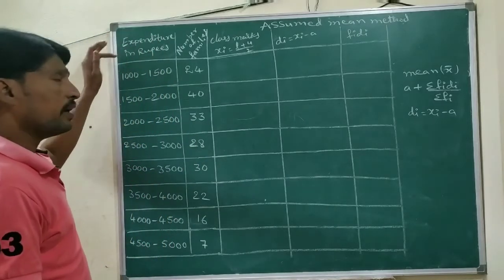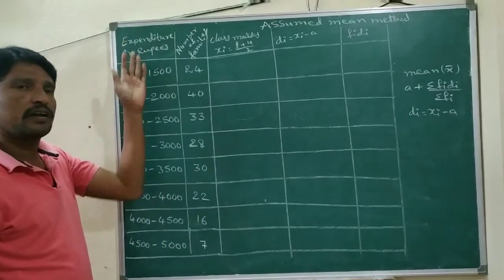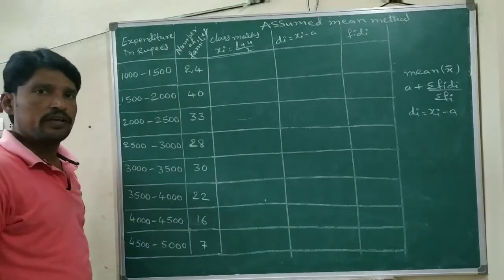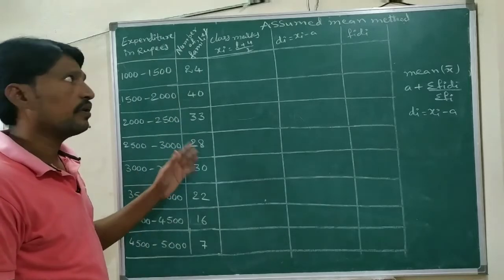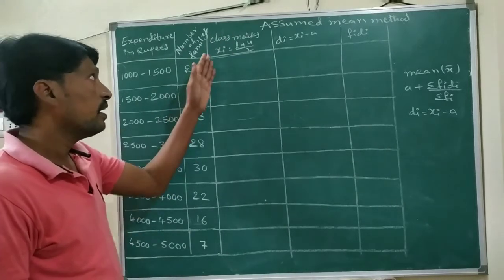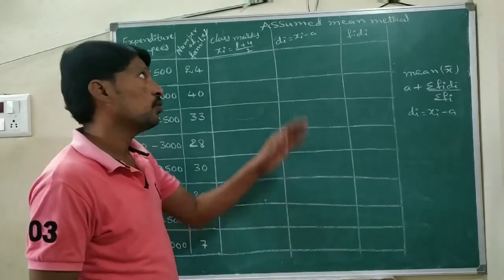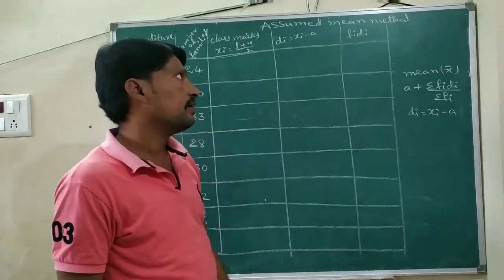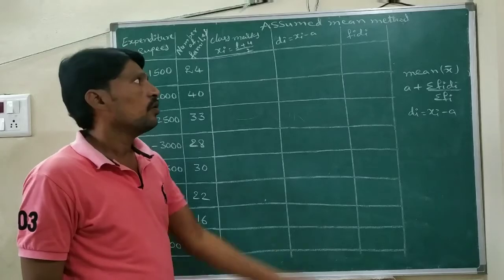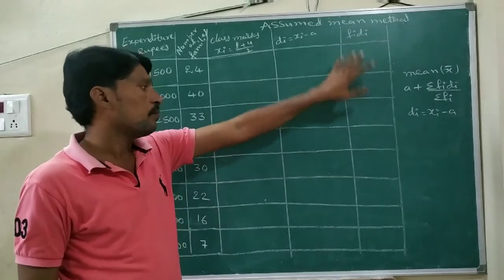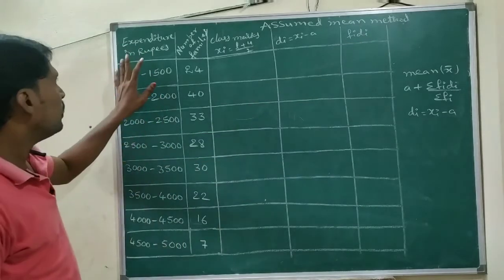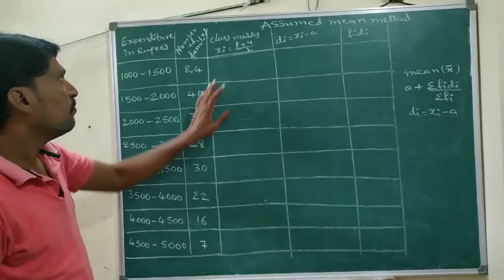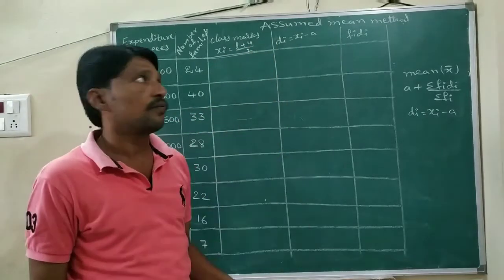In the table, expenditure in rupees gives the class intervals. Number of families we are taking as the frequency. Class mark Xi equals L plus U by 2. Di equals Xi minus A, and the Fi di value we need to take in this box. These 2 columns are already there, and we need to find the remaining 3 columns.